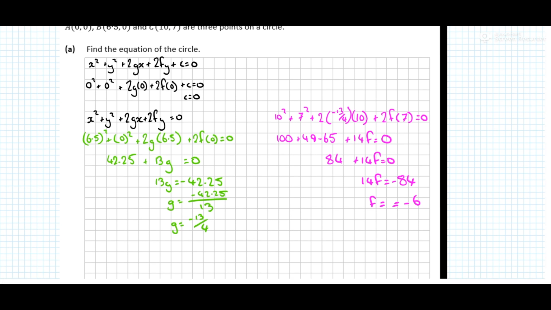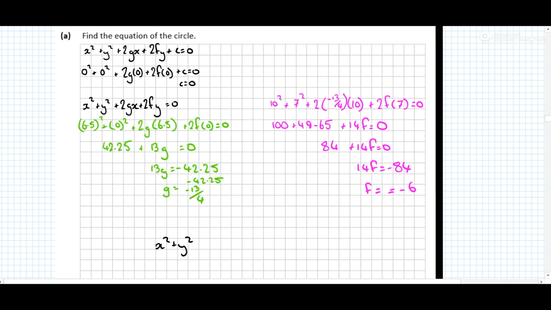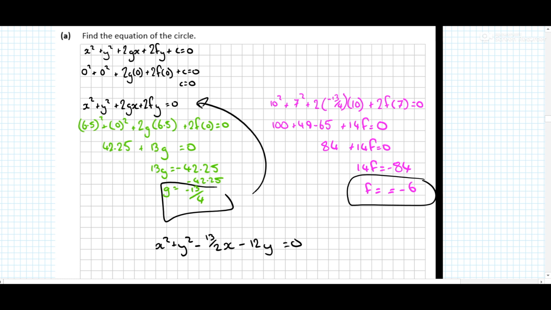Finish it off. X squared plus y squared plus, this was minus 13 here, plus, now it's going to be minus 13 over 2 x minus 12y is equal to 0, from having subbed the f and the g into that.